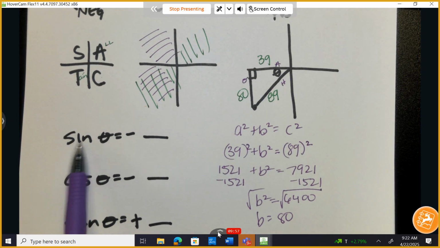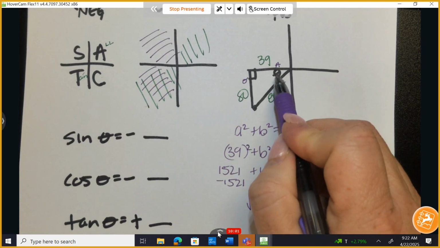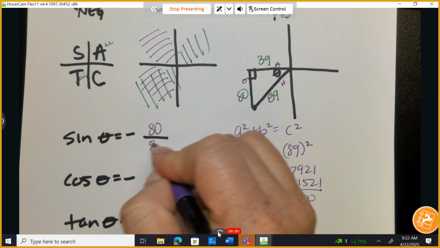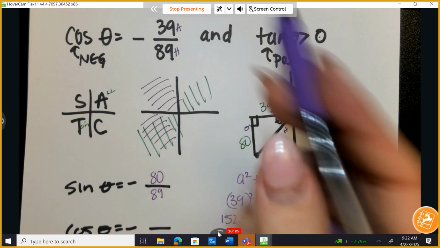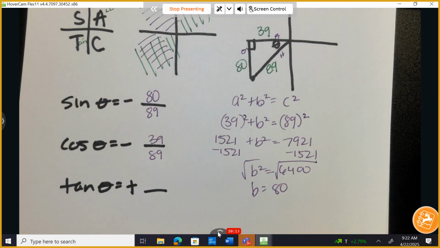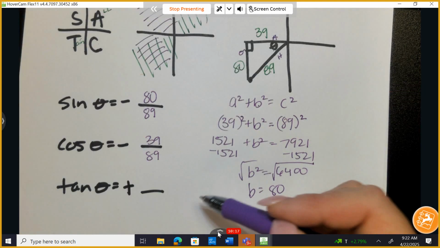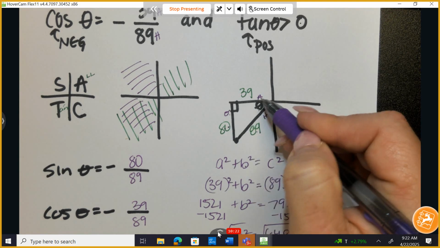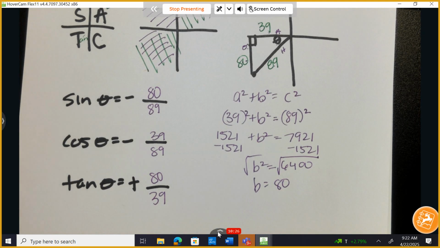Sine, okay, I got to think. Sine is opposite over hypotenuse. So from here, opposite is 80. Hypotenuse is 89. All right. I already can see the cosine. Well, the cosine's already given to me: 39 over 89. Now tangent. Tangent is opposite over adjacent. Opposite here is 80. Adjacent is 39. We are done with example number 2.